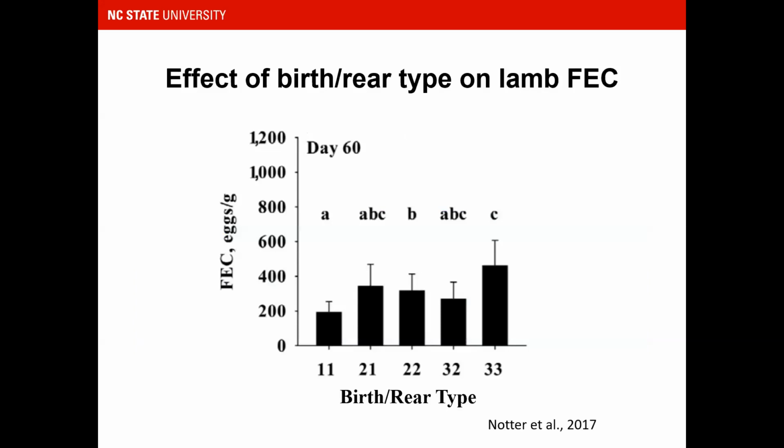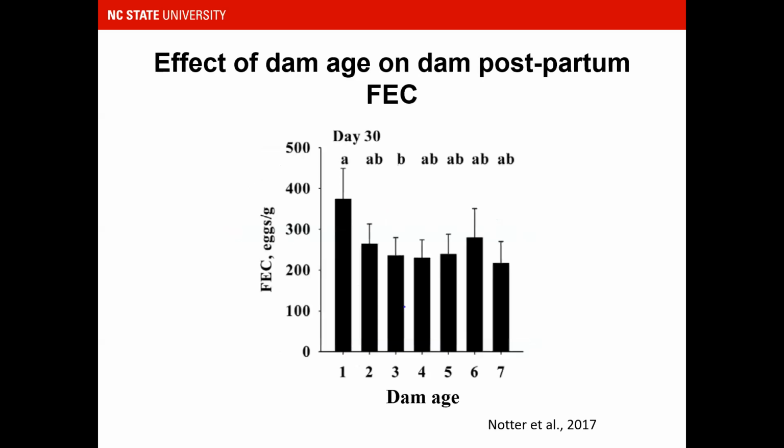There is also an effect of birth and rear type on lamb fecal egg count. So those lambs that are born in multiple litters, either born twin or born triplet and raised that way, do tend to have greater fecal egg counts than our lambs born as singles and raised as singles. And generally, younger individuals have greater fecal egg counts than our older individuals. So this is dam age and dam postpartum fecal egg count, otherwise known as the periparturient rise. Those yearling ewes, their periparturient rise, their rise in fecal egg count after lambing, is generally going to be greater than that of older individuals.